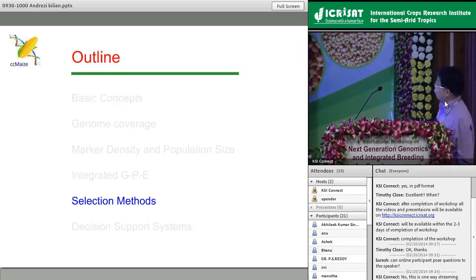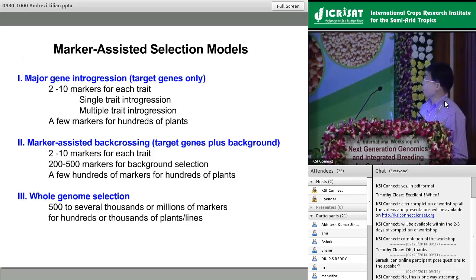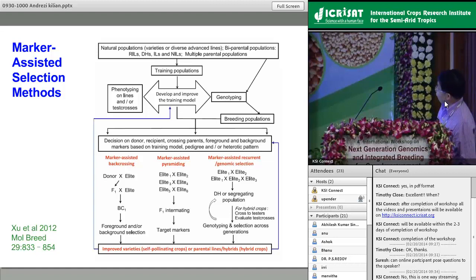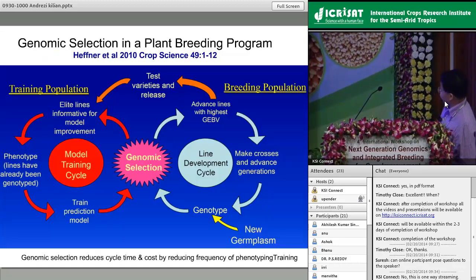Now, selection methods. We have heard lots about marker-assisted selection methods for major genes, for background, and for the whole genome. There are different strategies for background selection, gene pyramiding, and whole genome selection. That is the protocol for model development and for breeding population selection based on genomic selection.